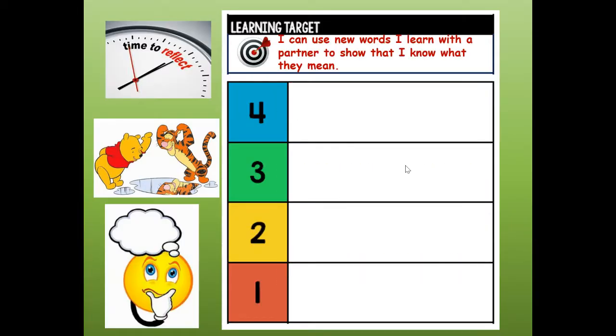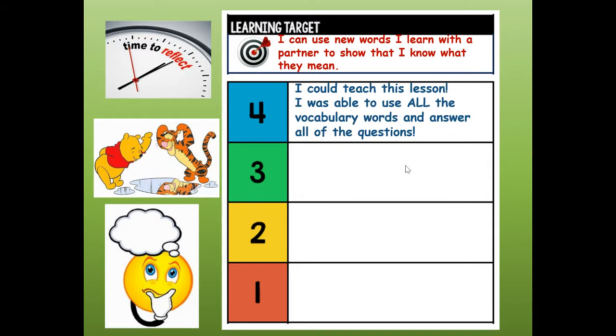So let's reflect on our learning target. Time to reflect, just like Winnie the Pooh and Tigger looking at their reflection. Think about, how did you do with the learning target? I can use new words I learn with a partner to show that I know what they mean. So, 4, I could teach this lesson. I was able to use all the vocabulary words and answer all of the questions. Did you do that? What do you think you got, a 4?